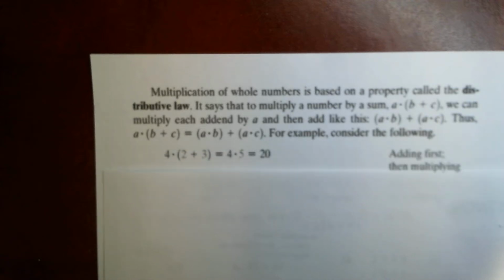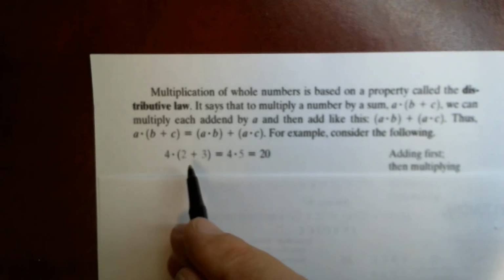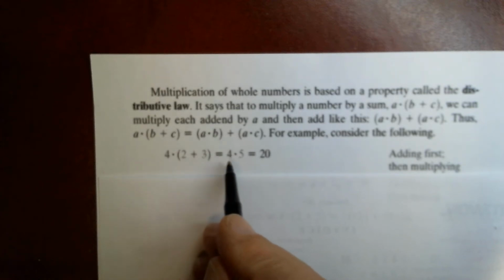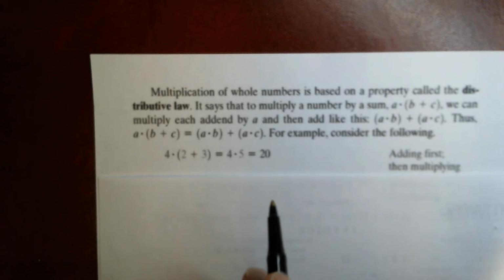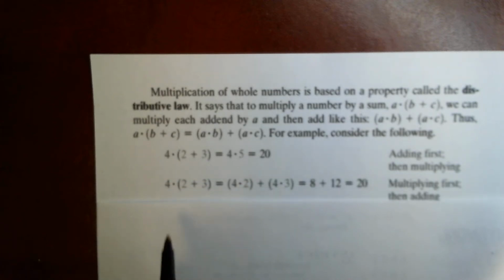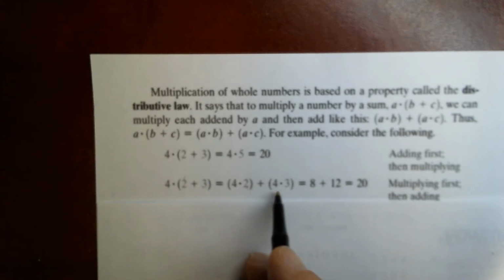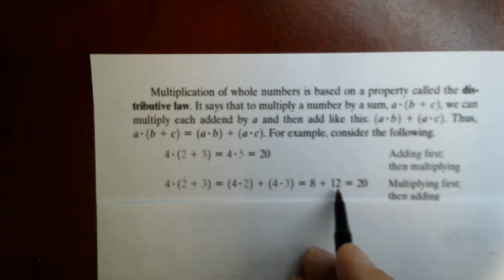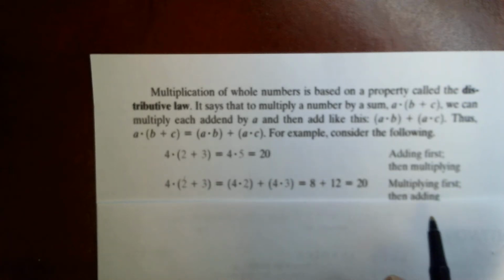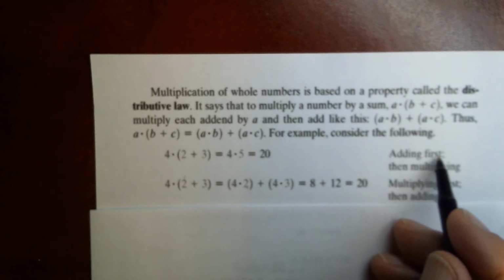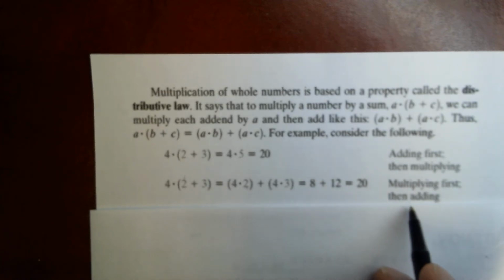So let's look at some numbers. For example, if we look at 4 times (2 plus 3), 2 plus 3 is equal to 5, so 4 times 5 is 20. Now, on the other hand, we can also write this as 4 times 2 plus 4 times 3. 4 times 2 is 8, and 4 times 3 is 12, and of course the result is equal to 20. So what's the difference? Well, first we add and then multiply. Here we multiply and then add. That's the only difference. The results are the same. In other words, 4 times (2 plus 3) is the same as 4 times 2 plus 4 times 3.